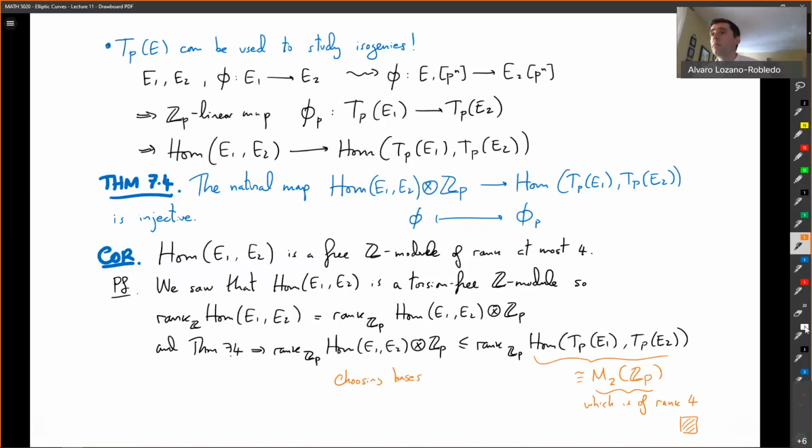Sorry, can I ask a question? I'm so sorry to back up a little ways here. I might be missing something obvious. How do we define the Zp linear map phi_p from TpE1 to TpE2? I'm sure that's a natural map, but I don't understand what natural means in this context.